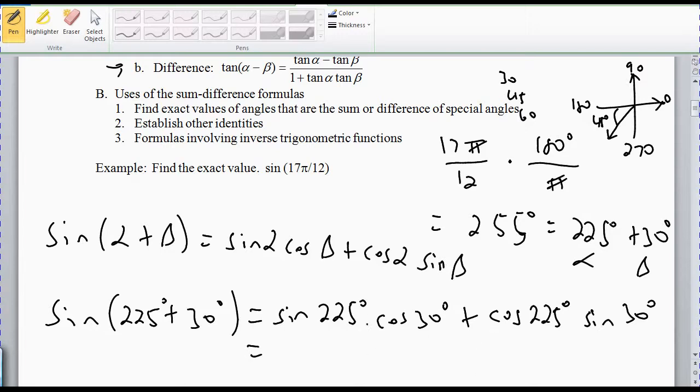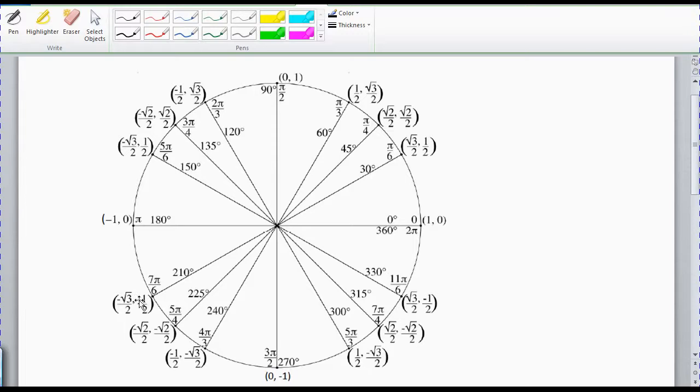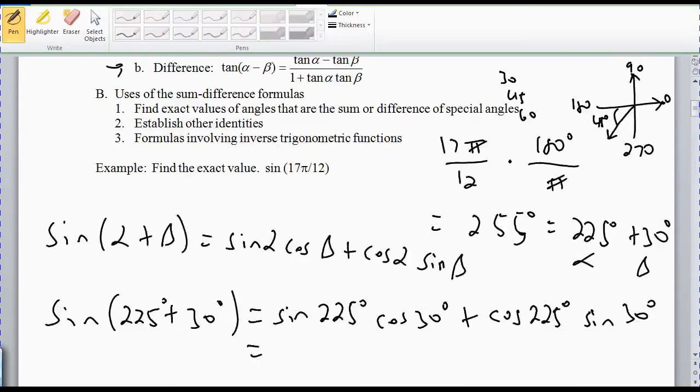Now sine 225, let me show you how I know what the radian measures are. 225 is a 45 degree angle in the third quadrant. And if you don't have these on your unit circle and you have the radians, then you know it's going to be 5 pi fourths, and 30 degrees is pi sixths. Because a 30 degree angle comes first from the x-axis. 45 comes second from the x-axis, no matter which way you go.